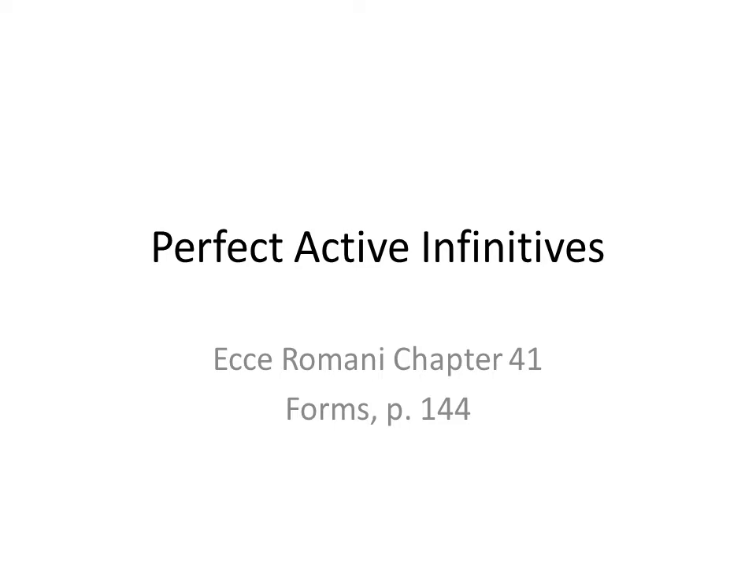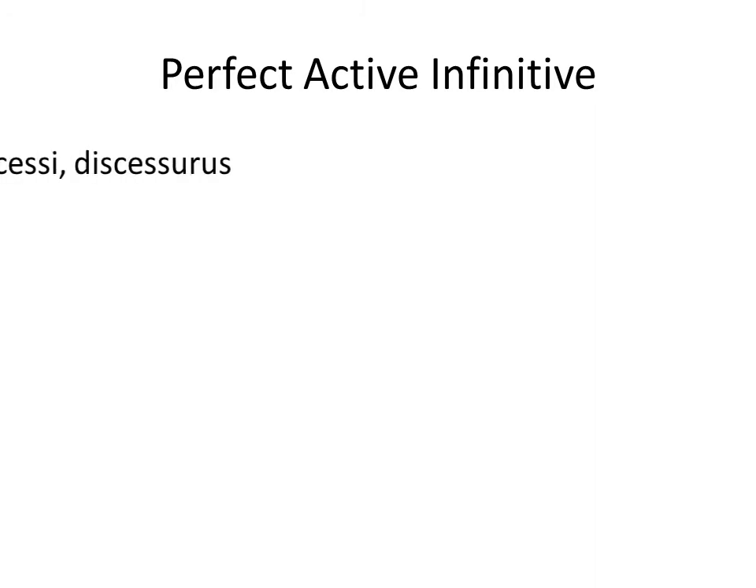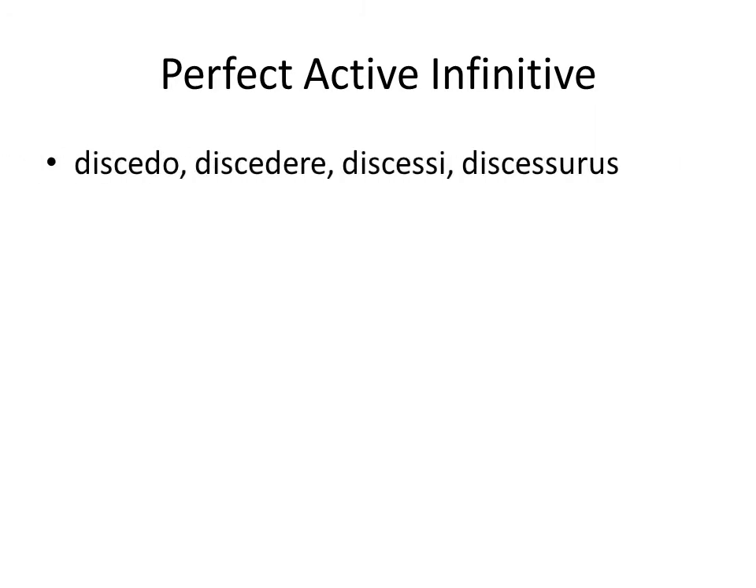So when we put all three of those together, perfect and active and an infinitive, hopefully it's pretty easy for you to figure out how we're going to translate these and put them together. So let's take a verb, discedo, discedere, discessi, discessurus. And again, we're dealing with this perfect active infinitive. Since it's perfect, we want to deal with the perfect family, and then we're going to use the perfect stem. We all remember how to get the perfect stem. We go to the third principal part. So for this verb, discessi, and we drop off the final letter I. That gives us the perfect stem.